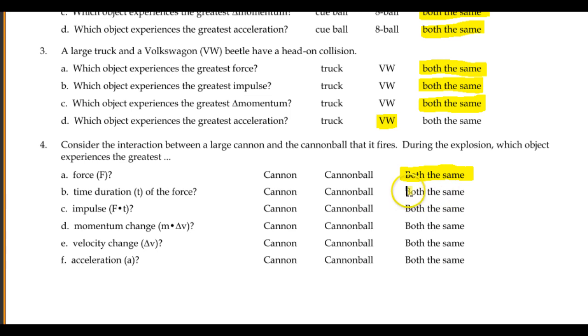The time duration is going to be while it's in the barrel. As soon as it leaves the barrel, the forces will go away. Therefore, the impulse must also be the same. The momentum change must be the same. The velocity change will be greater for the thing with less mass, the cannonball, and the acceleration will be greater for the thing with less mass, the cannonball.